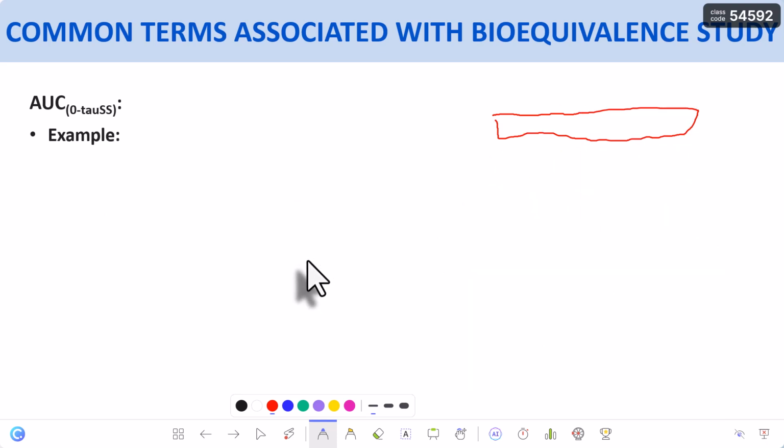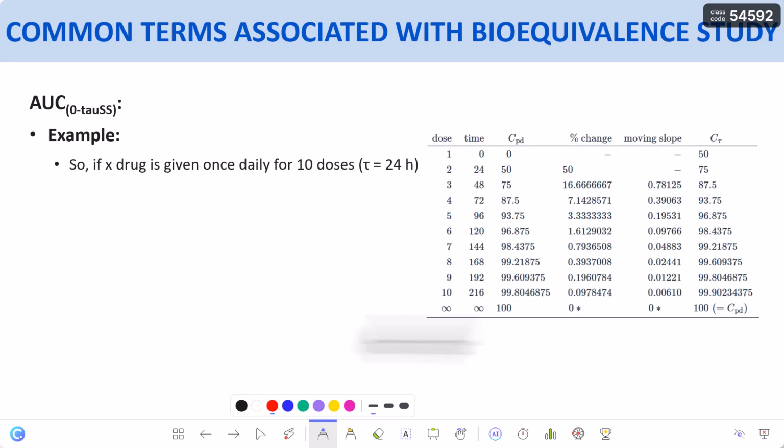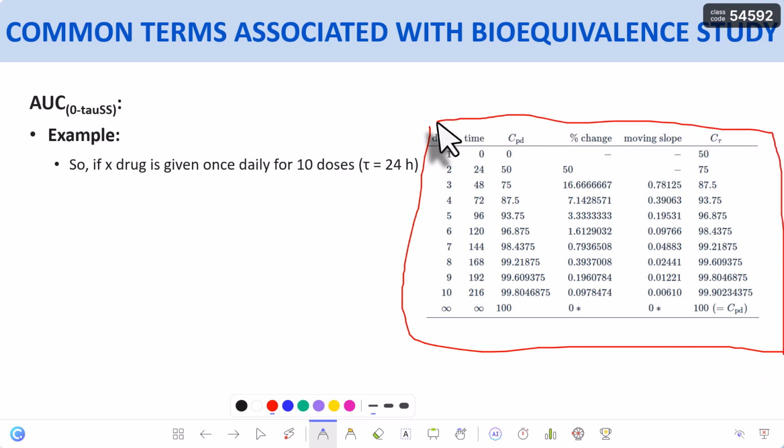So to understand AUC 0 to tau SS, we will take one practical case study or example. This study is conducted over 10 doses, and the dose amount is going to be the same every time, with a time interval of 24 hours, right? So 24, then 48 and 72, 96.